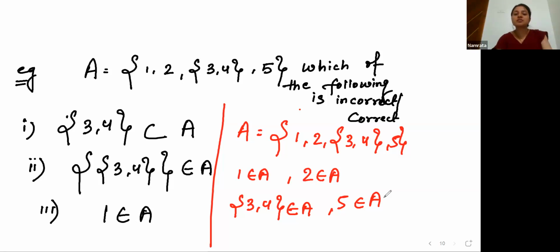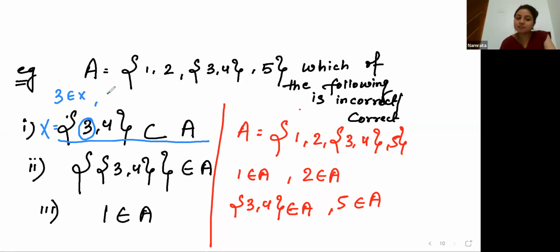Okay, so let's focus on question number 1 only for now. If we focus on 1, there is a set, let's say X, whose elements are 3 and 4. We can write 3 belongs to X, and we can also write 4 belongs to X. Now, if exactly the same elements belong to A, then and only then we can say that X is a subset of A.